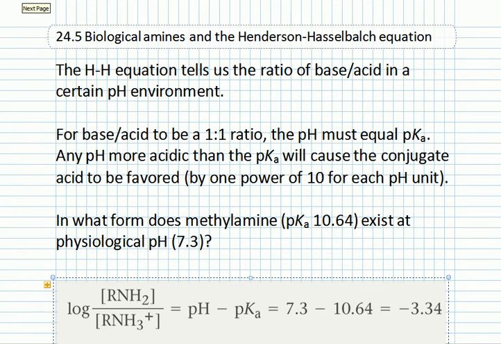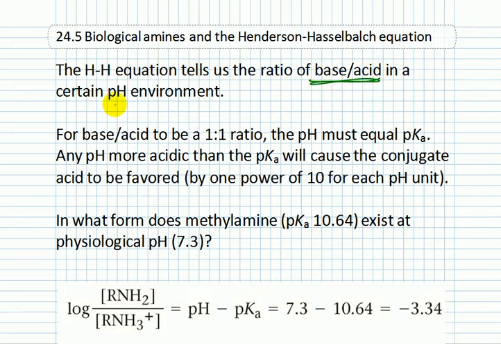Let's look one more time at the Henderson-Hasselbalch equation. We saw it in the carboxylic acid chapter. We essentially have to go back to this equation every time we talk about what form an acidic or basic compound exists in at physiological pH, because that equation will tell us the ratio of base to acid when our compound is buffered in a certain pH environment.